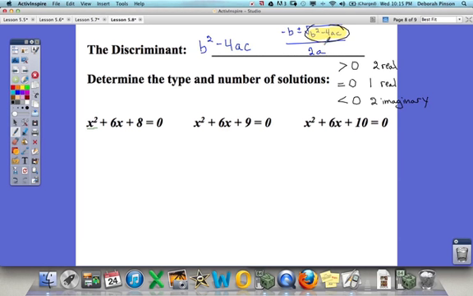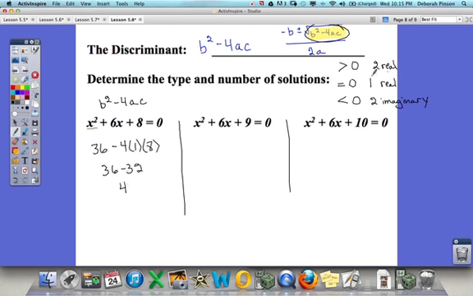Okay, now what we're going to do here is just find the discriminant and then tell how many answers our problem's going to have. Okay, so my discriminant, b squared minus 4ac, is going to be 36, that's the b squared, minus 4ac. So 36 minus 32 is 4. Okay, my discriminant's positive, so I have 2 real answers. Now I don't know what they are, but I'm going to have 2 of them.